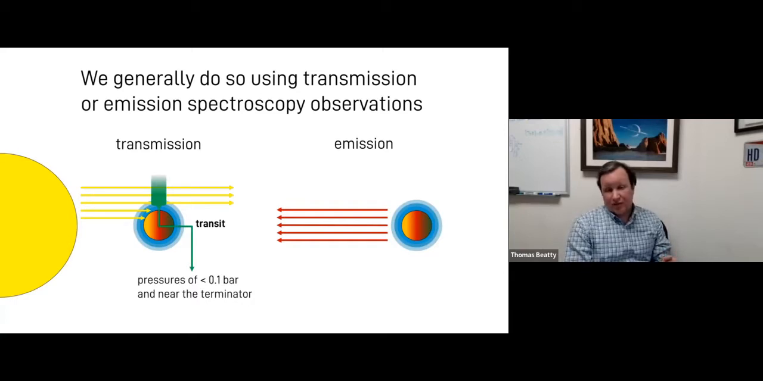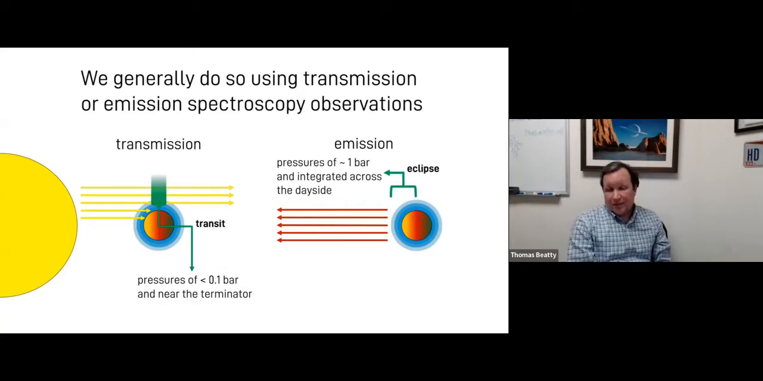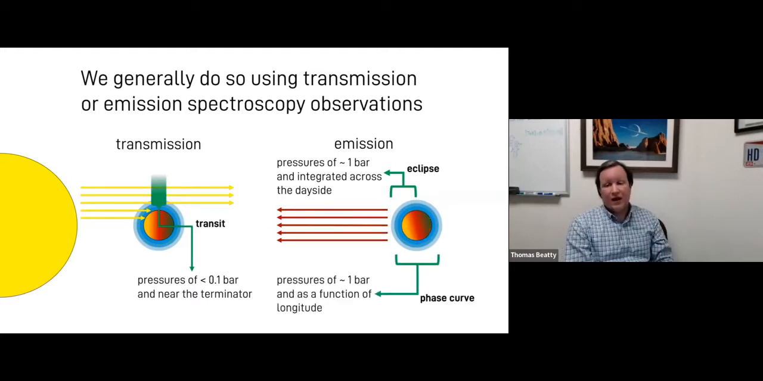These transit transmission observations generally probe high up in the atmospheres, pressures of less than a bar, and also just near the terminator of the planet. Eclipse observations go deeper in the atmosphere, down to about a bar, and they're also integrated across the entire day side. So both of these are showing different areas of the planetary atmosphere to us. One way we can see the global atmosphere is by using phase curve observations and watching for an entire rotation of the planet. That also is emission observations. It shows us down to about a bar, and it gives us emission as a function of longitude.